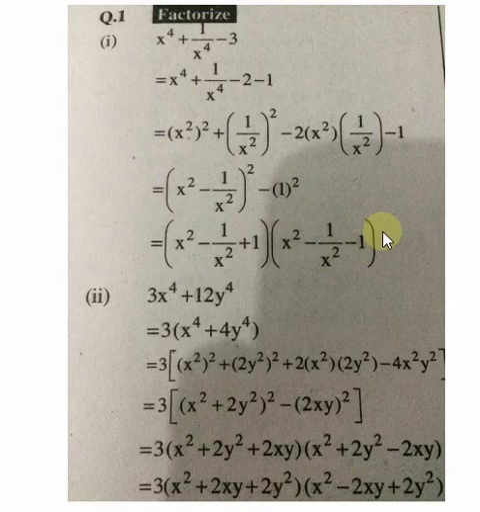Now our next question is 3x⁴ + 12y⁴. To make its factorization, first of all 3 is common in both the terms, so I will take 3 common, and the values inside the bracket are x⁴ + 4y⁴. Now x⁴ can be written as (x²)², and 4y⁴ can be written as (2y²)², plus 2x² into 2y².